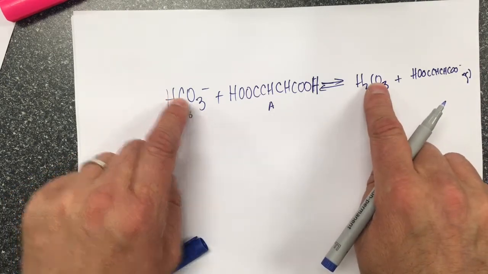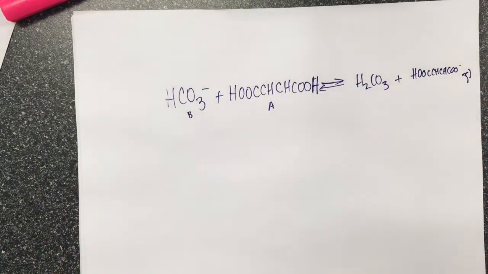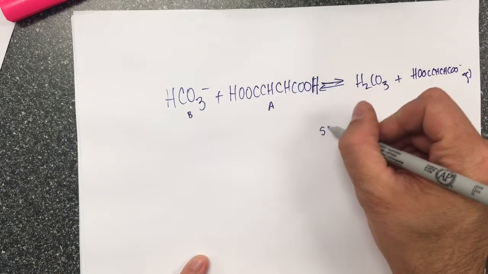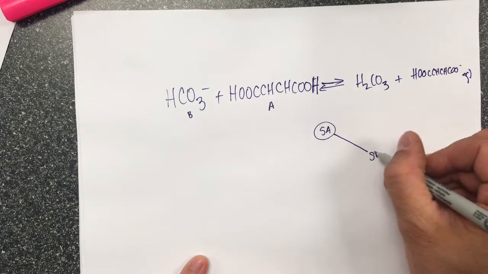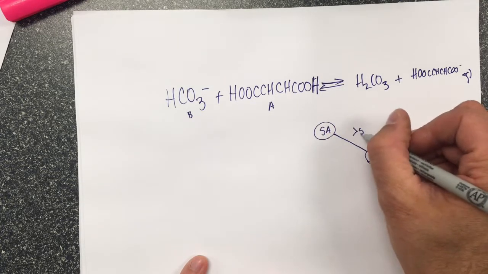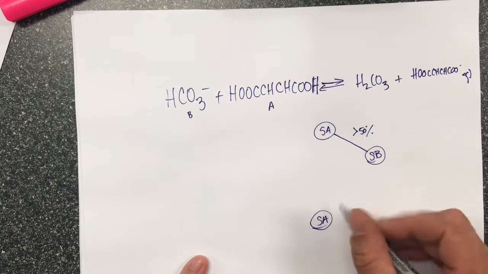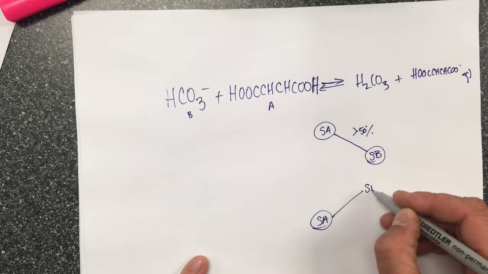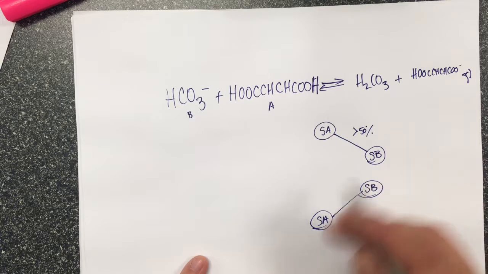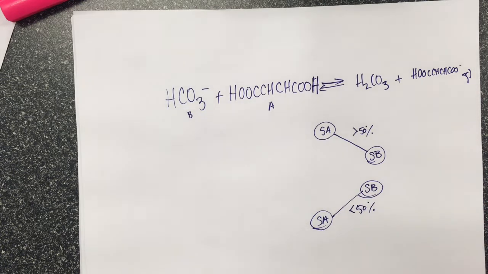This is the base and the acid. This is an acid and this is its conjugate base. And to determine if it favors the reactants or products, I want to find out if my strongest acid in the reactants is above the strongest base. If it does, then the forward reaction is favored. Or if my strongest acid in the reactants is weaker, below my strongest base, this would be less than 50% forward reaction, and would favor the reactants.